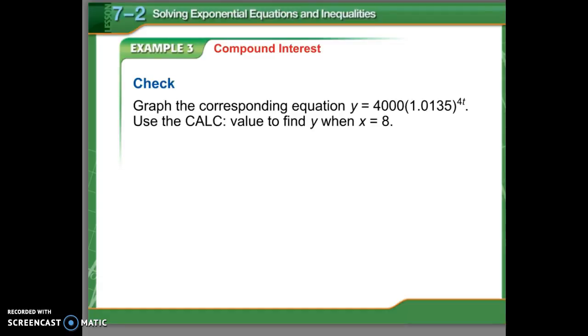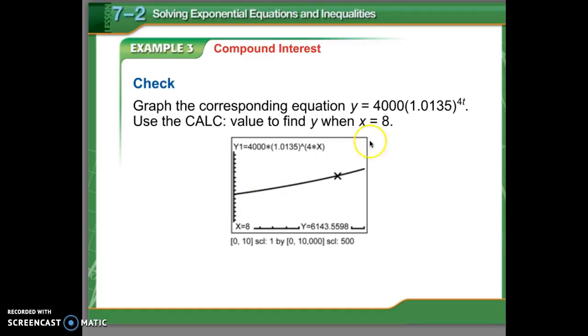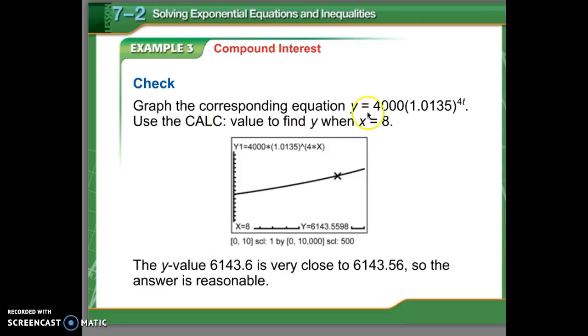Okay, let's do a check. Just to check this answer, we can put the equation in the initial calculator and find the y value at x equals 8. Just type x equals 8 into your calculator, and it will show you 6,143 as the y value on the equation.